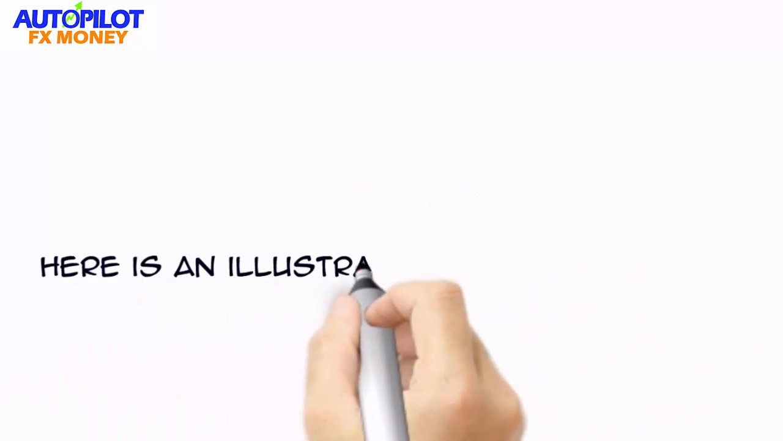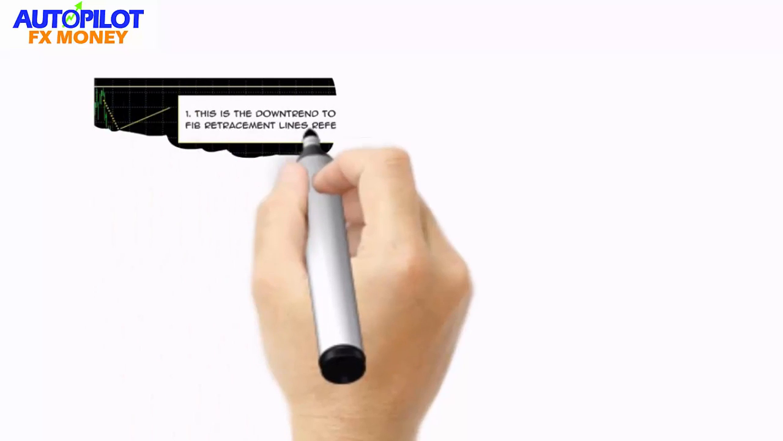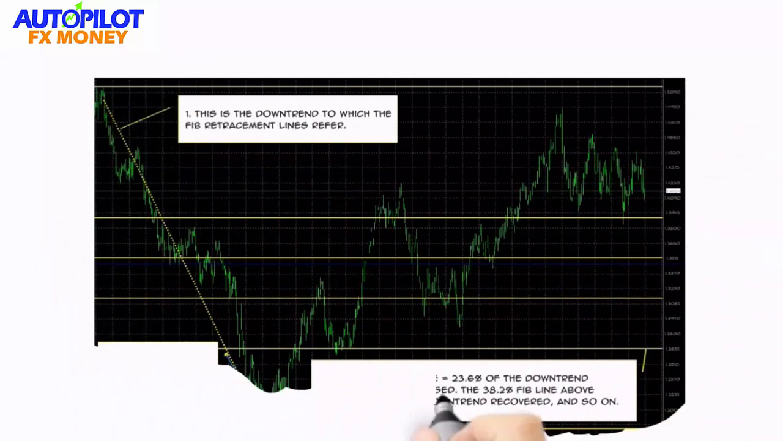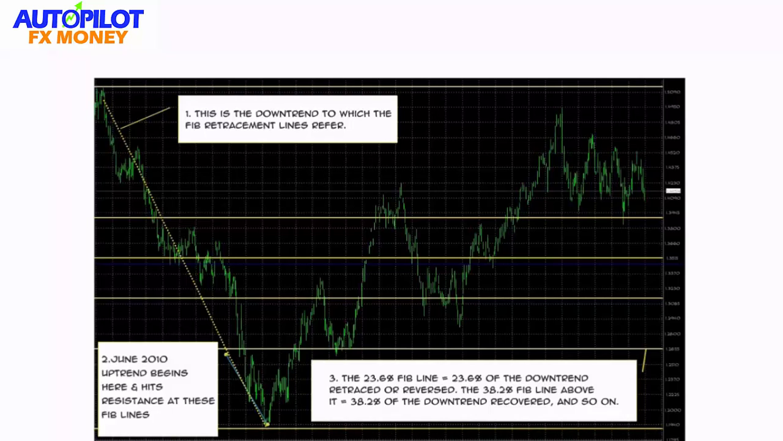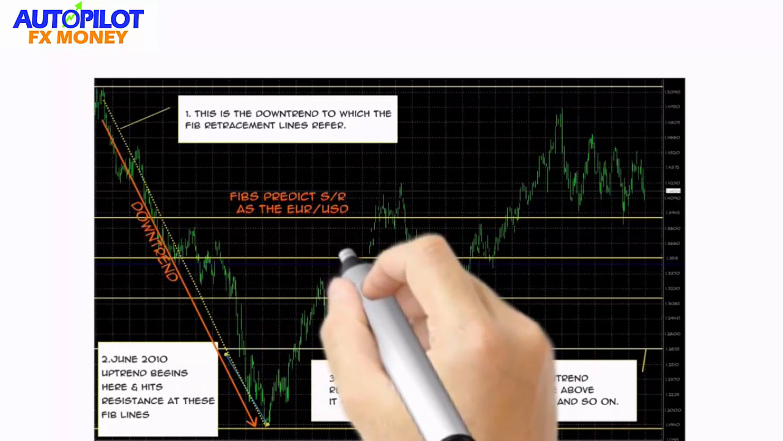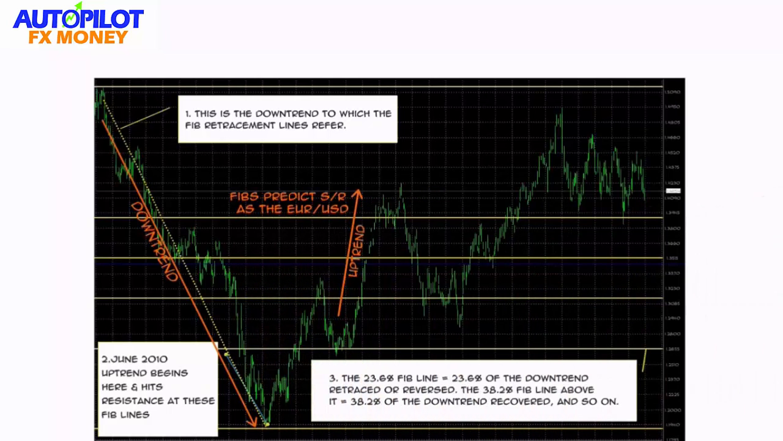Here is an illustration of how it works. If you look at the chart below, you will see an example of Fibs in action. It's actually the same chart as we saw above, with Fib levels, horizontal lines drawn in for the range of the downtrend of December 2009 to June 2010. Note how well the Fibs predict support and resistance as the Euro-US dollar begins an uptrend that retraces the prior downtrend.